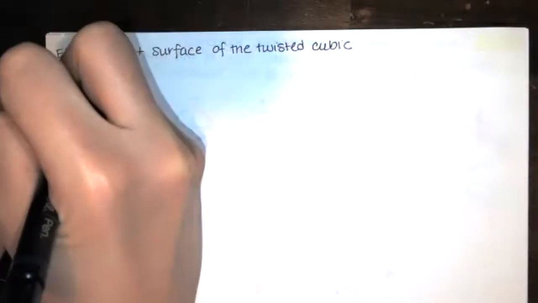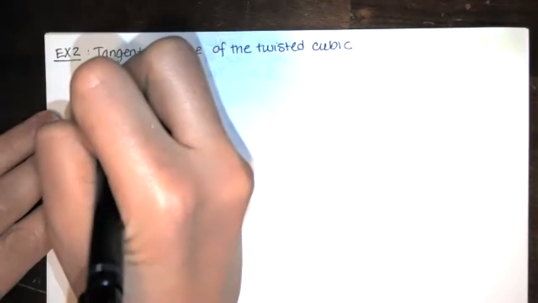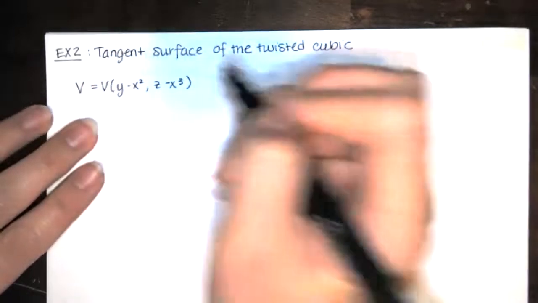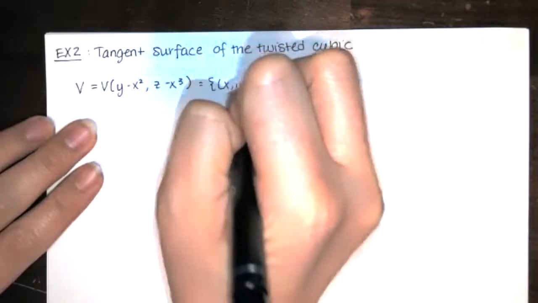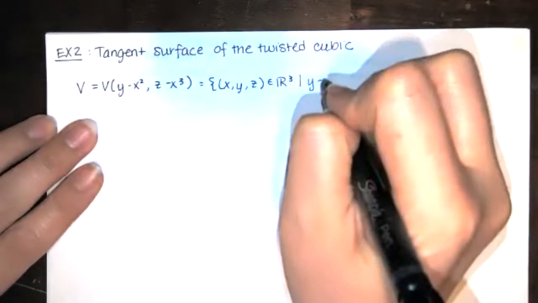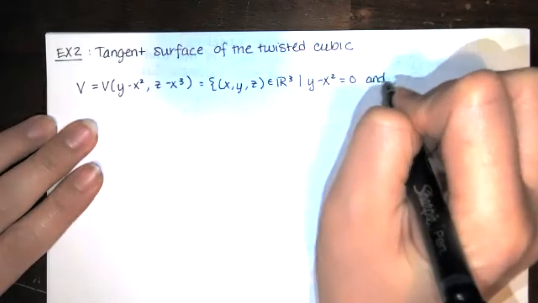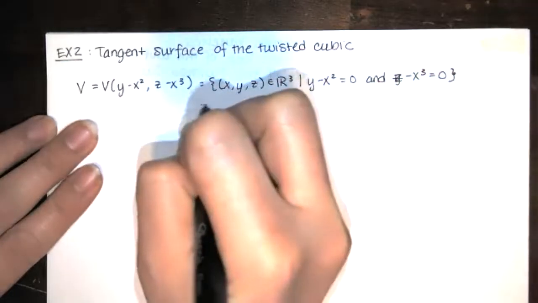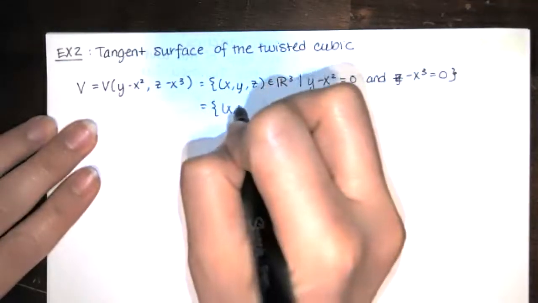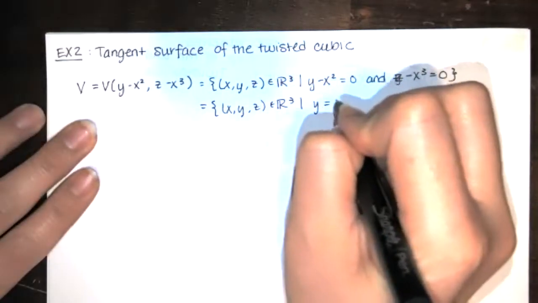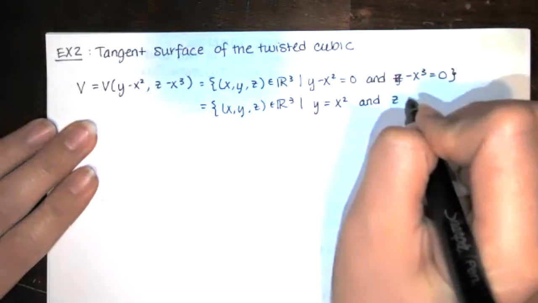Now, the twisted cubic is a variety V defined by the polynomial functions y minus x squared and z minus x cubed. So those are polynomials in 3 variables. So this is the set of ordered triples x, y, and z in 3-dimensional space such that y minus x squared is equal to 0 and z minus x cubed is equal to 0. And of course, we could add x squared and x cubed to both sides of those equations respectively. So we have y equals x squared and z equals x cubed.